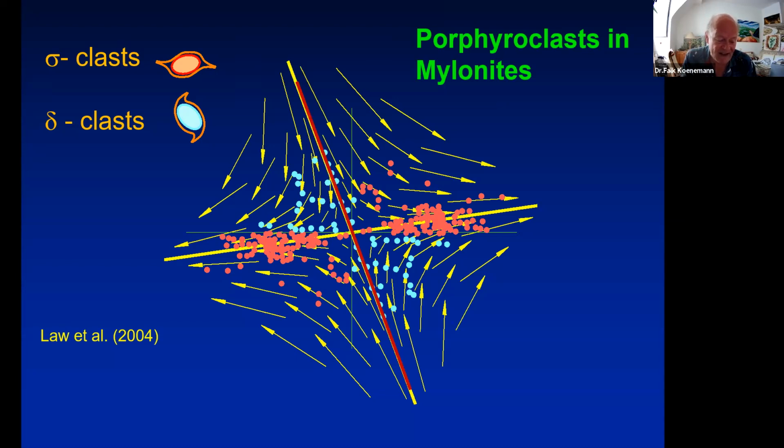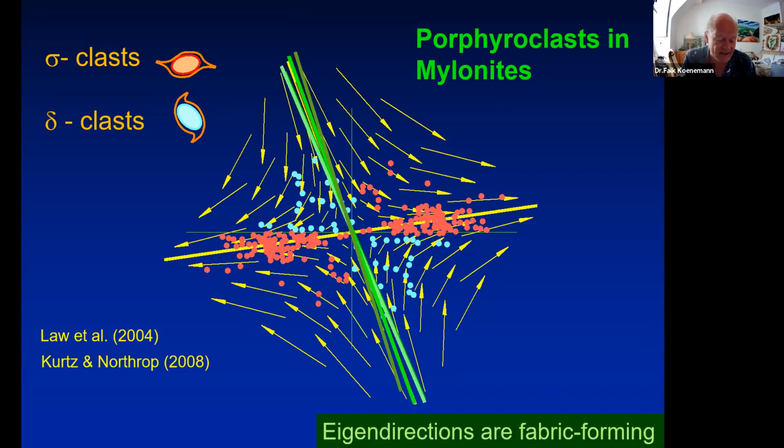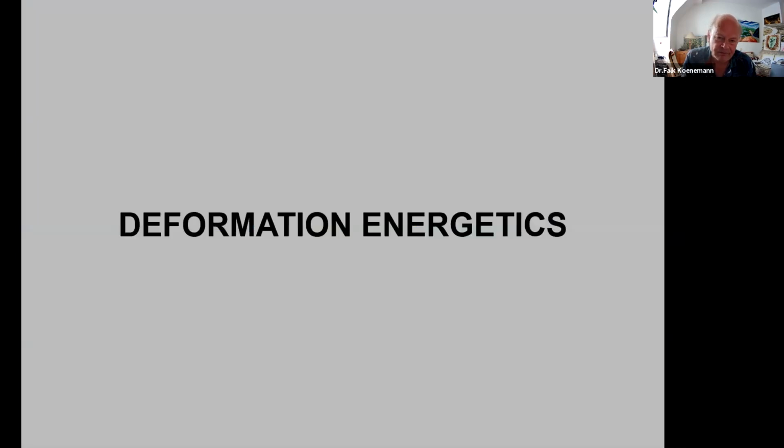The red line is that of the original authors, exactly 69 degrees. The divider line in green is from another study from Idaho. The line that divides delta clasts from sigma clasts is precisely along my contracting eigendirection. As stated above, the eigendirections determine the rock fabric. So much for that.